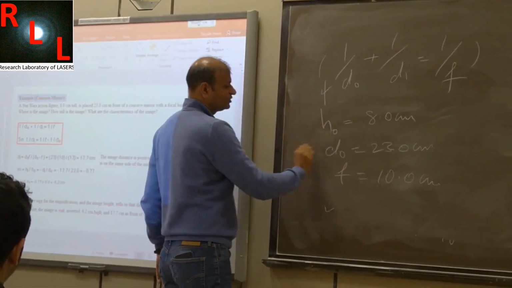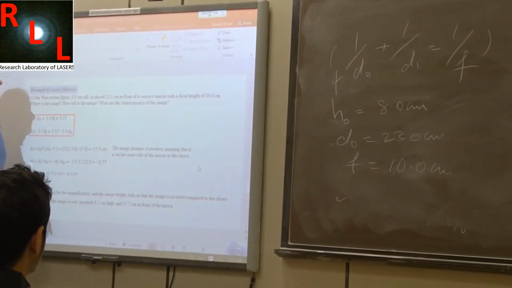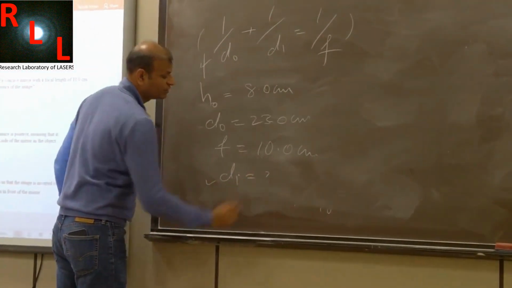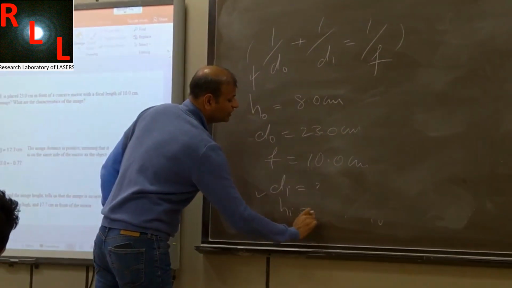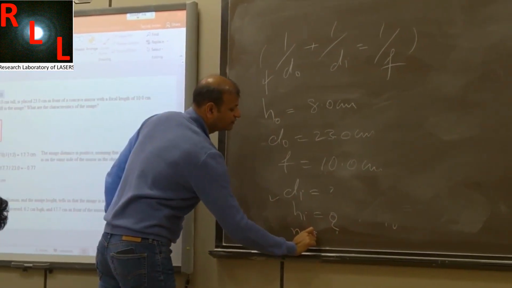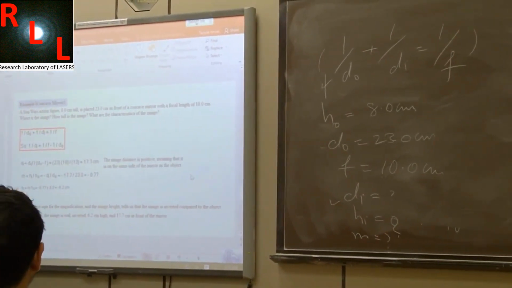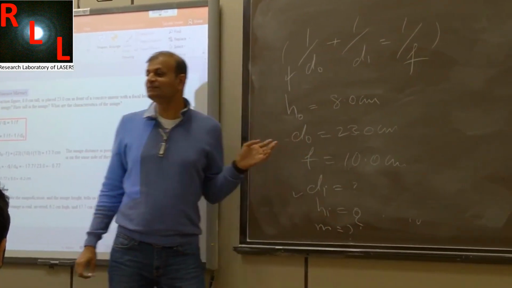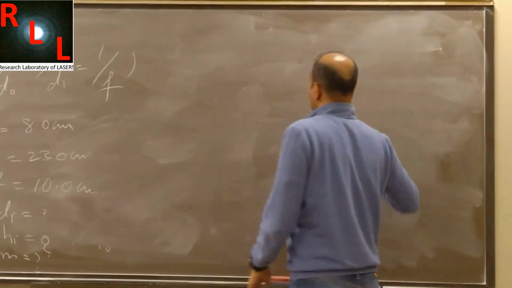Focal length f, h naught, d naught. Okay. So what else? Where is the image? So we need to know di, and hi we need to know. And m will also help as well, because they are asking what are the characteristics of the image. So first thing, what kind of mirror it is? Concave. Okay. So concave mirror, we must draw.